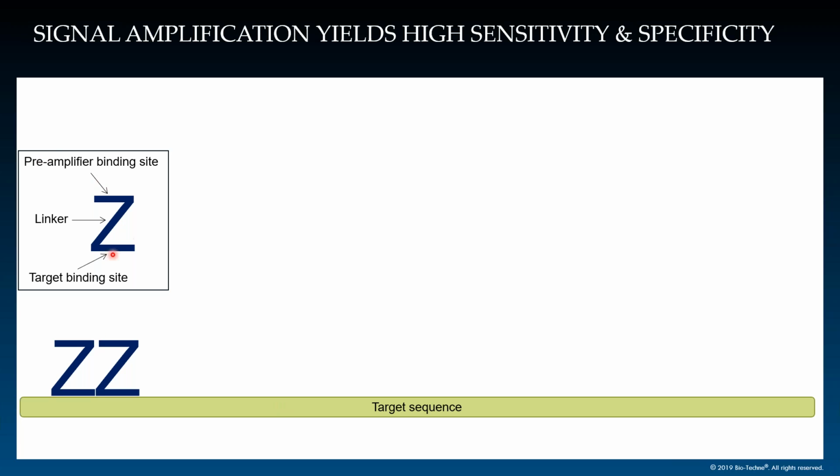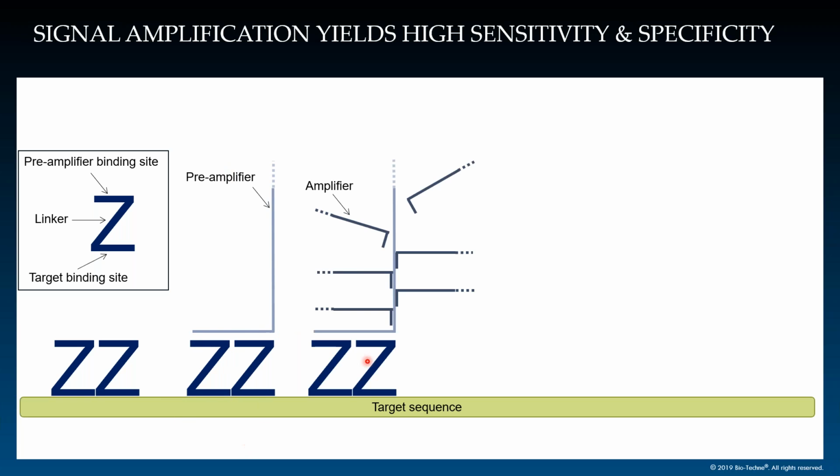And the way we design these probes is that we normally design them as pooled probes of ZZ pairs. As you can see, the two Z's or two probes have to bind in tandem next to each other on your target transcript of interest. And this forms a foundation for the preamplifier to bind onto the ZZ pair.